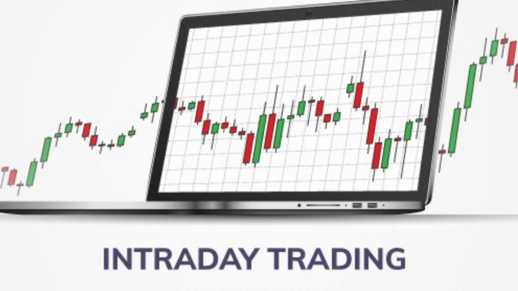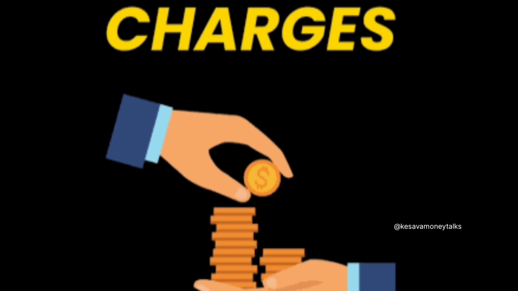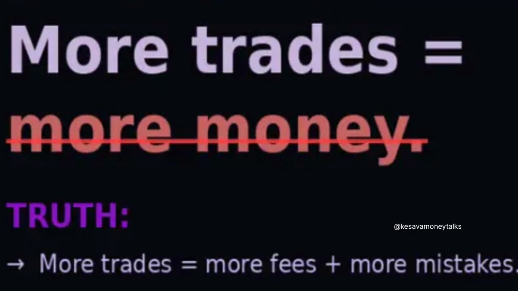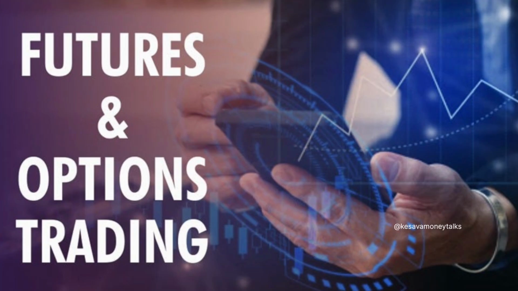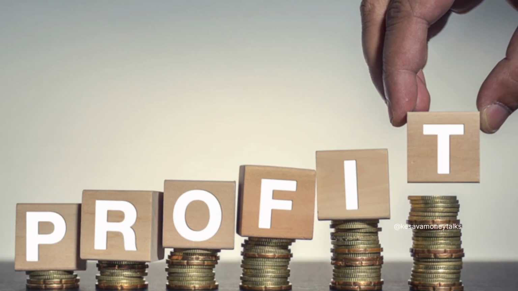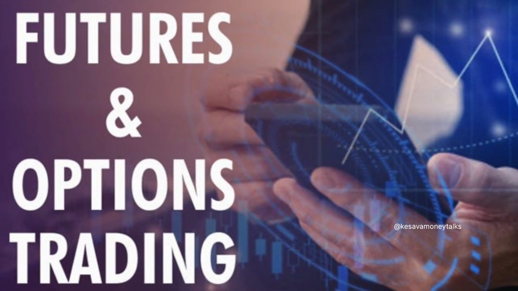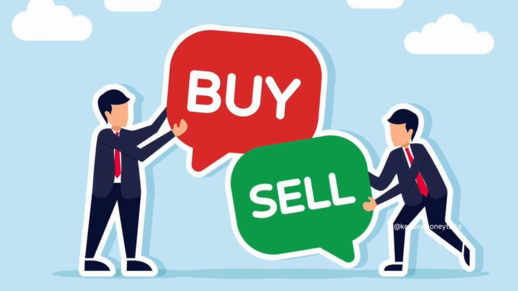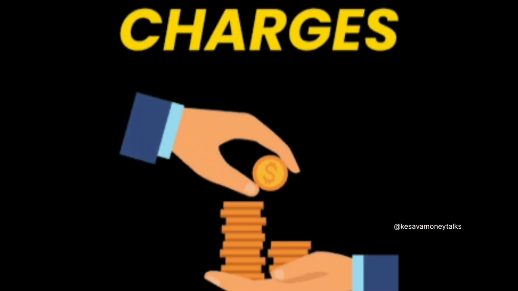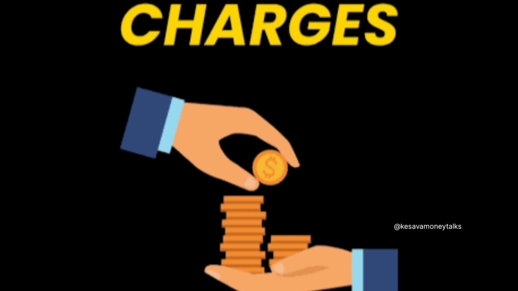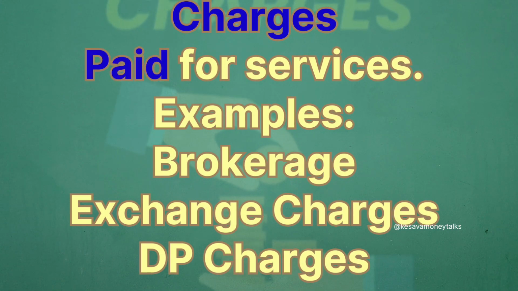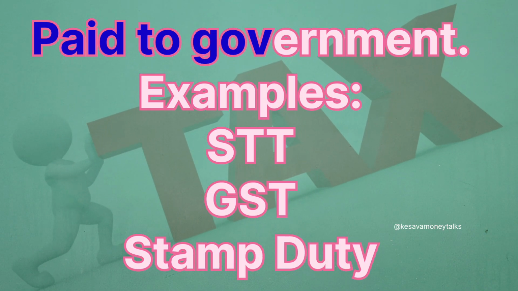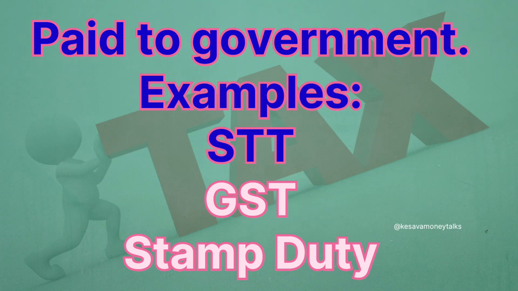Part 11, intraday trading. Buy and sell on the same day. Charges apply on both sides. More trades, more costs. Even if you make a profit, charges reduce net profit. Part 12, futures and options. Many beginners focus only on profits, but futures and options traders pay brokerage, GST, STT, exchange charges, SEBI charges, stamp duty. If you trade frequently, charges can become significant. And part 13, taxes versus charges. This is extremely important. Charges are paid for services, for example brokerage, exchange charges, DP charges. Taxes are paid to the government, for example STT, GST, stamp duty.